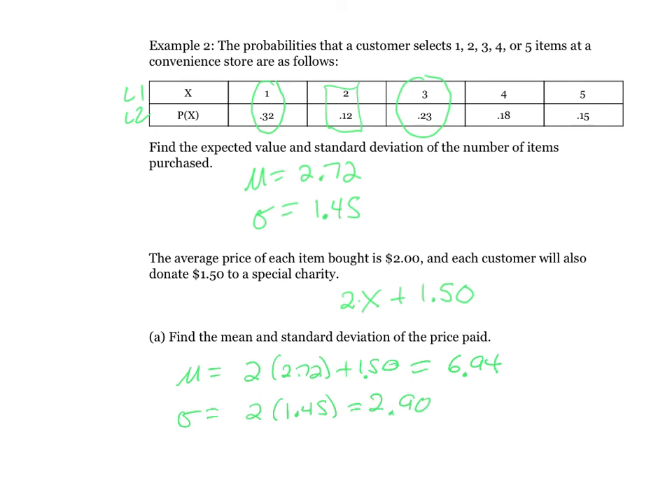So most customers, on average, will spend $6.94 with a standard deviation of about $2.90 in either direction of that. And remember, there probably won't be a customer that actually spends $6.94. But if you kept track of hundreds of customers, thousands of customers at the convenience store, the customers should average $6.94. And it's important that you understand that interpretation of what the expected value means.